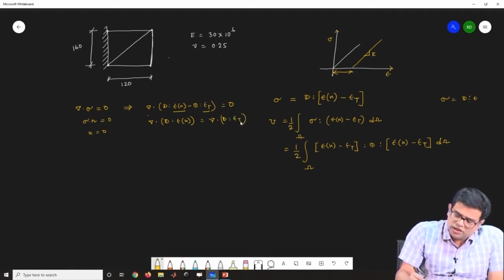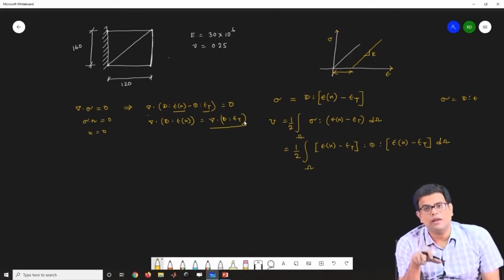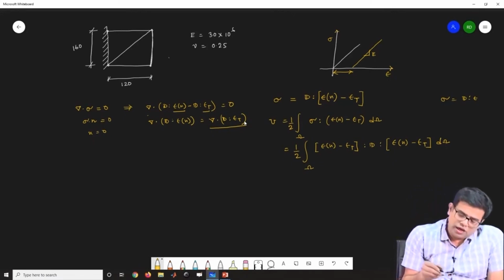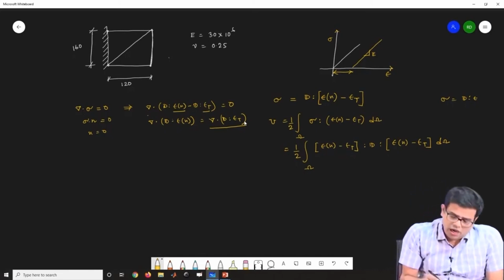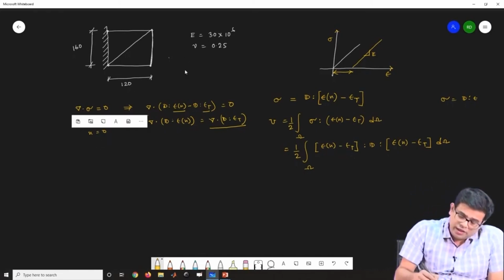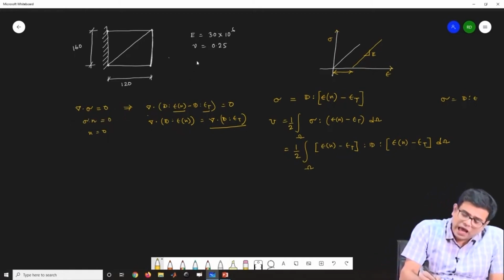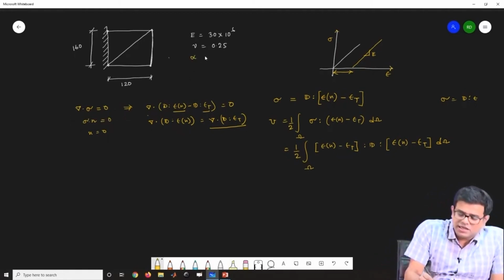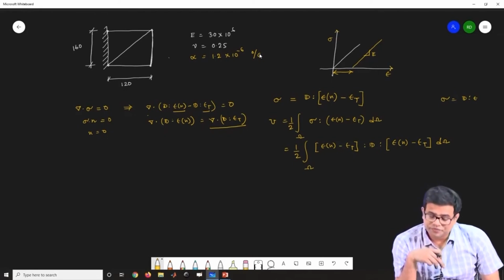So if you see, this will go to the right hand side. That means the thermal strain you must know. Now to know the thermal strain, basically we need the expansion coefficient, so that is alpha. Let us consider some value of alpha, say 1.2 times 10 to the power minus 6 per degree centigrade, or any unit.